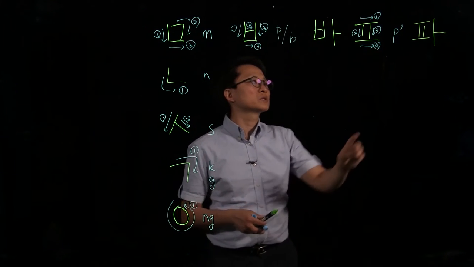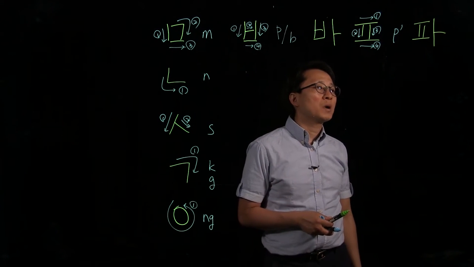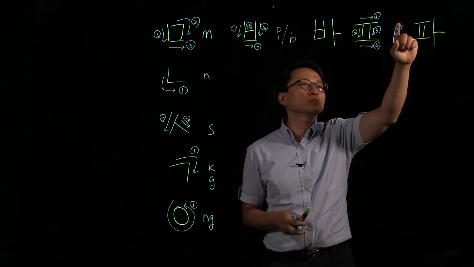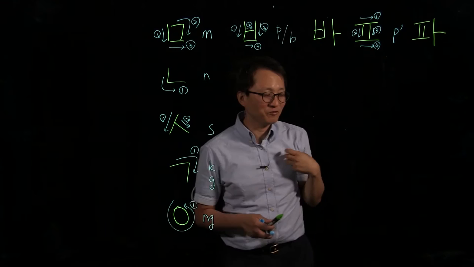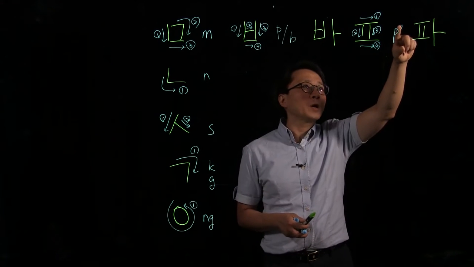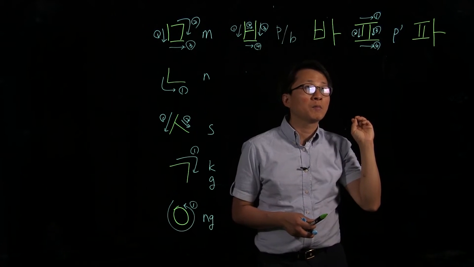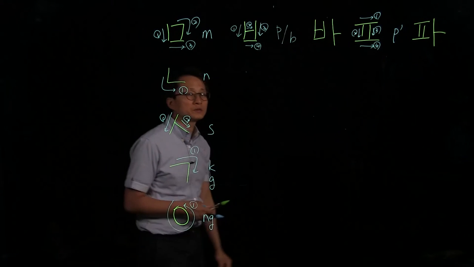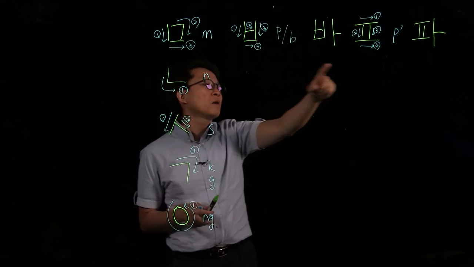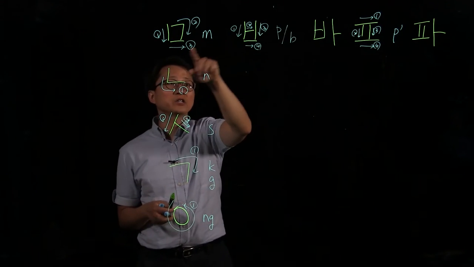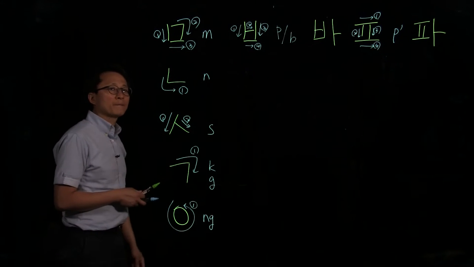Then how do you pronounce this? P and a. Pa. So I just put an apostrophe here. This is the convention. I did not invent this method. So apostrophe means it's a strong sound. Pa. Okay. So ma, ba, pa. So if I add a here, it's ma, and ba, and pa, right?